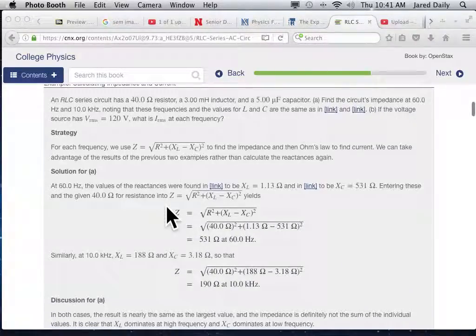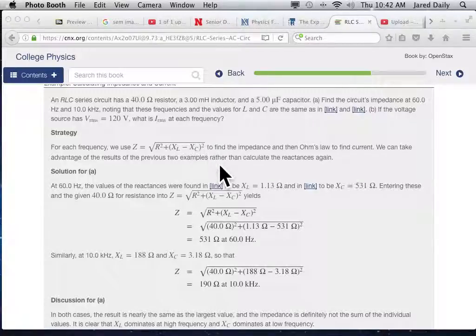And again, here we have an example. We've got a 40 ohm resistor, a 3 millihenry inductor, and a 5 microfarad capacitor. And they want to know what is the impedance at 60 hertz and at 10,000 hertz. So again, we're going back to the same problem we did before. Two different frequencies. What is the impedance? The impedance is this long thing that we have to calculate, but we first have to calculate the two reactances, inductive reactance and capacitive reactance.